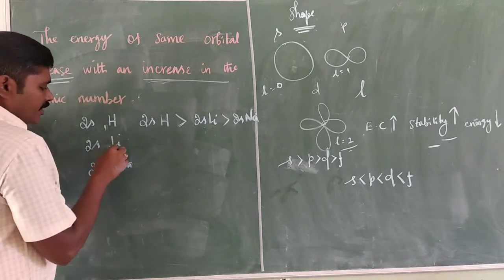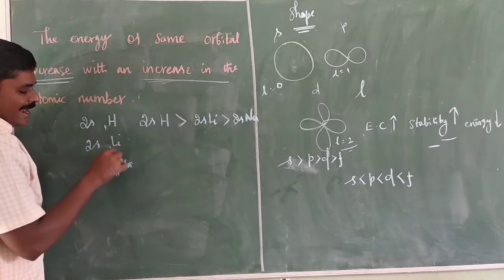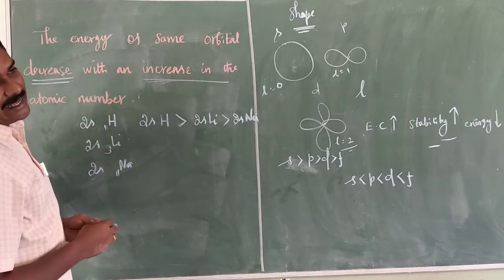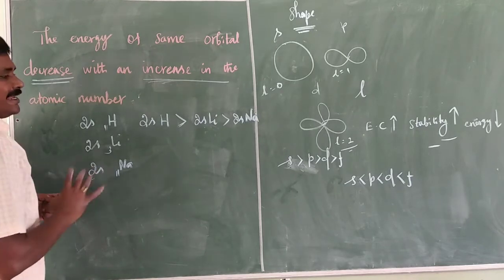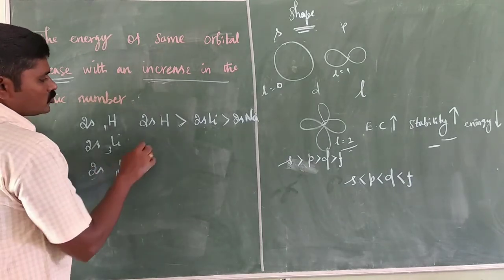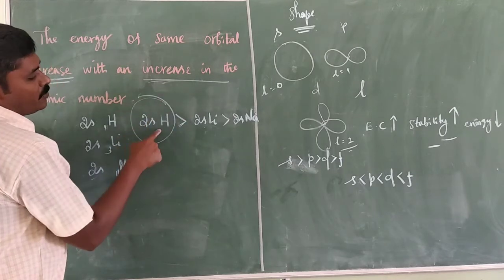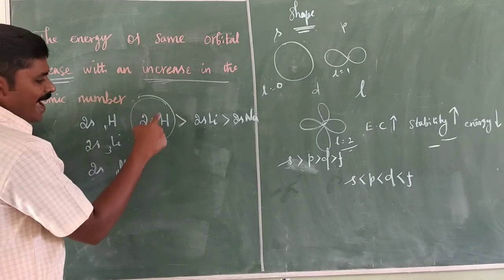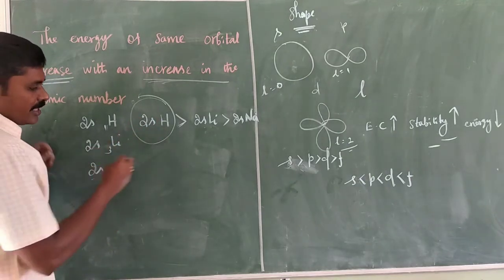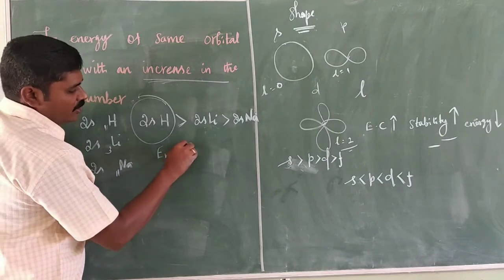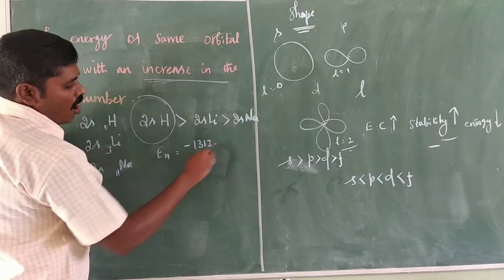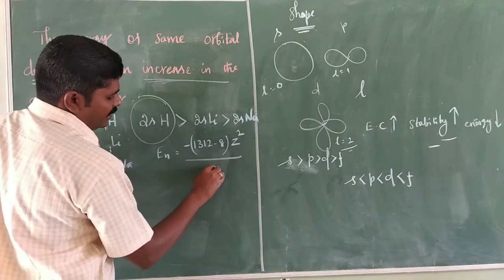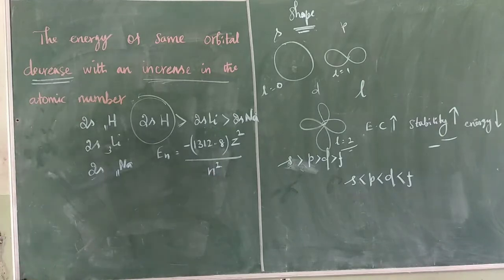As the inner electron orbitals increase, the effective nuclear charge decreases, so it is less stable with more energy. In hydrogen-like species, the energy En is equal to minus 1312.8 times Z squared by n squared.